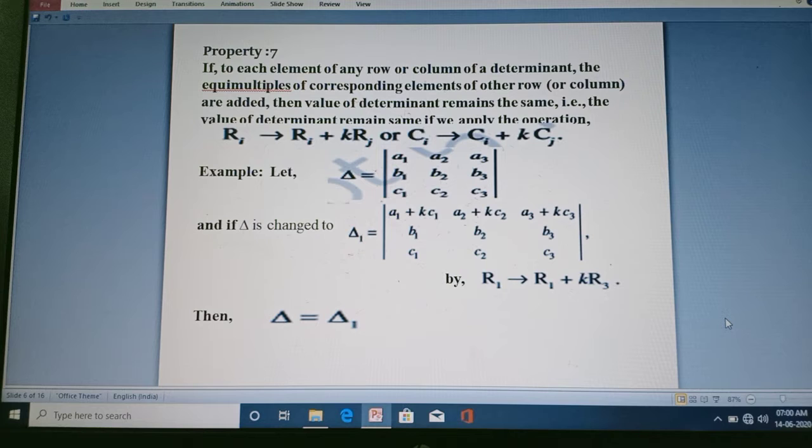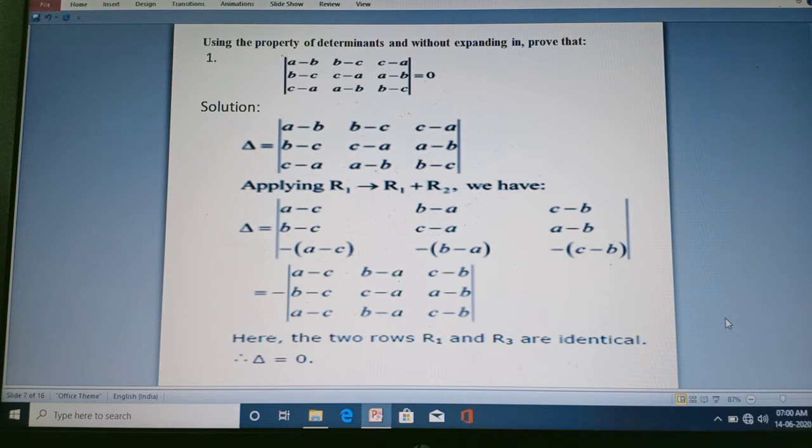So I hope students, all of you understood all these properties of determinants, and using these properties we can find the value of a determinant without actual expansion. Here you can see that some questions are there. Questions are using the properties of determinants, and without expanding we have to prove that the value of this determinant will be equal to 0.